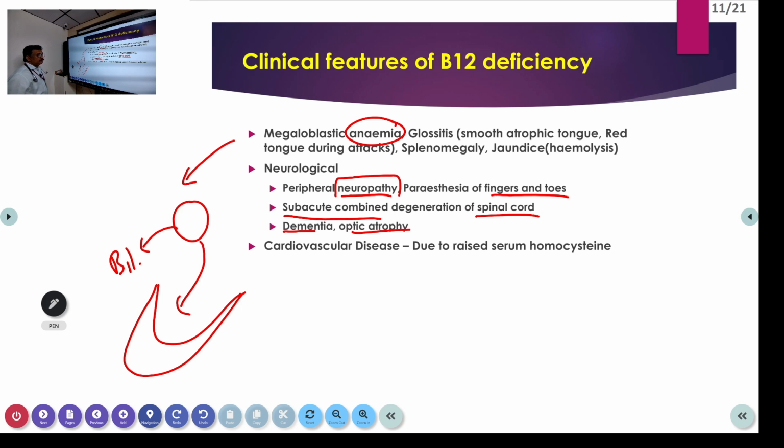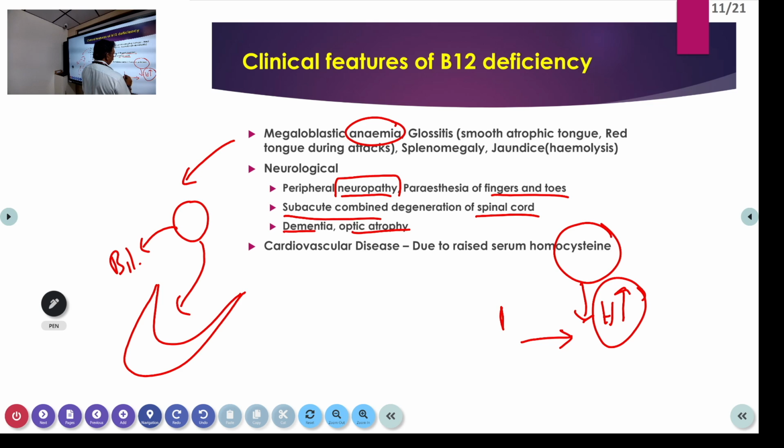Cardiovascular disorder due to raised serum homocysteine, that is very important. Homocysteine levels are important. So there are many patients developing repeated stroke or MI, especially smokers. If you see the homocysteine level, homocysteine will be very high. If you treat with various drugs, this may not come down. So you have to treat with B12. There is a treatment.